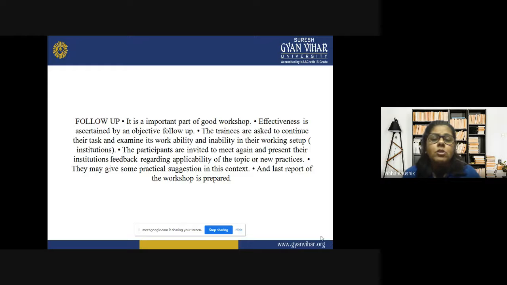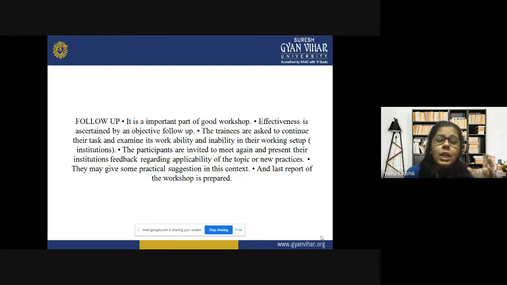The trainees are asked to continue their task and examine its workability and non-workability in their working institutions. The participants are invited to meet again and present their institution feedback. For example, an inductive-deductive workshop has been conducted and they have learned there how to teach students with this method. When they go to their institutions, they will apply the inductive-deductive method to teach the students.